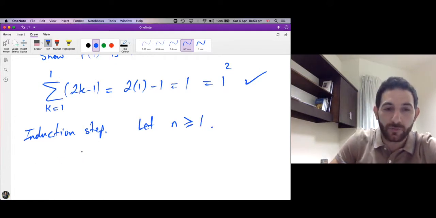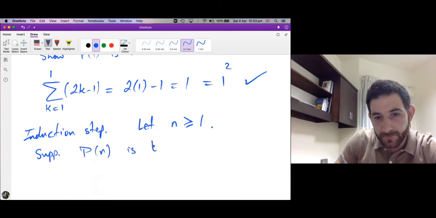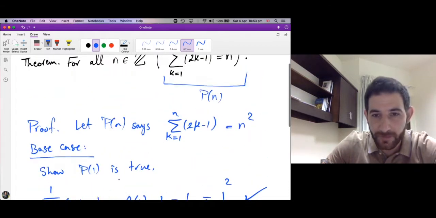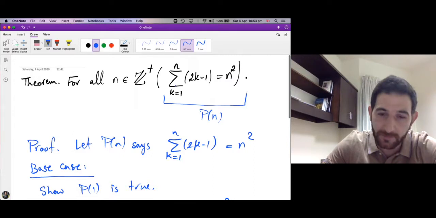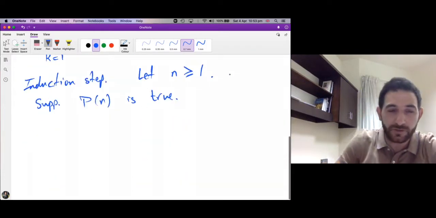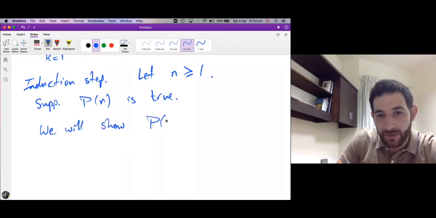Okay, so it's one or more. Suppose P of n is true, so that n has the property P. What is the property? It is this property, that the sum of 2k minus 1 from 1 to n is n squared. Now we will show that P of n plus 1 is true.